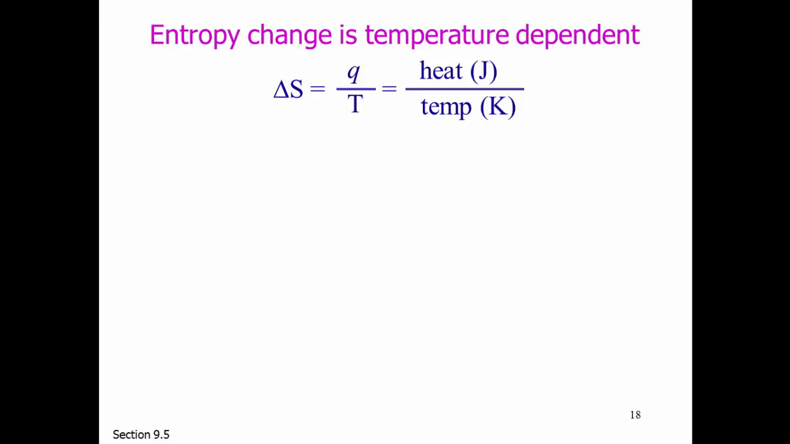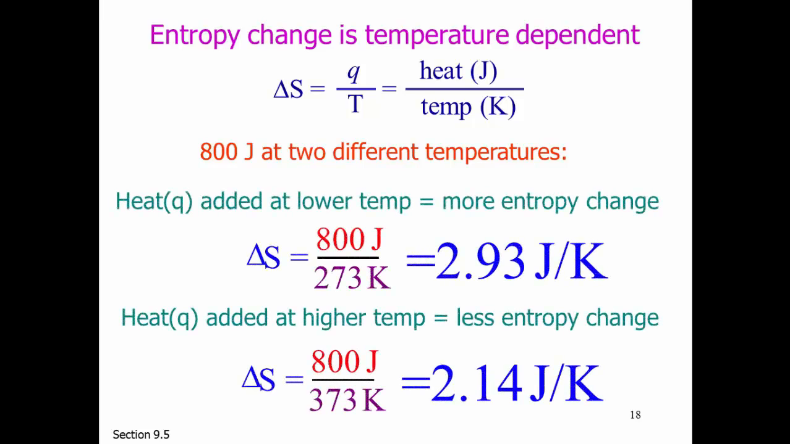For those of you who like the math, we can look at it this way. Adding 800 joules to 2 different systems. One system is at 0 degrees Celsius, the other is at 100 degrees Celsius. Notice that at low temperature, the top example, the 800 joules causes almost 3 units of entropy change, whereas at high temperature, the 800 joules causes only about 2 units of entropy change.